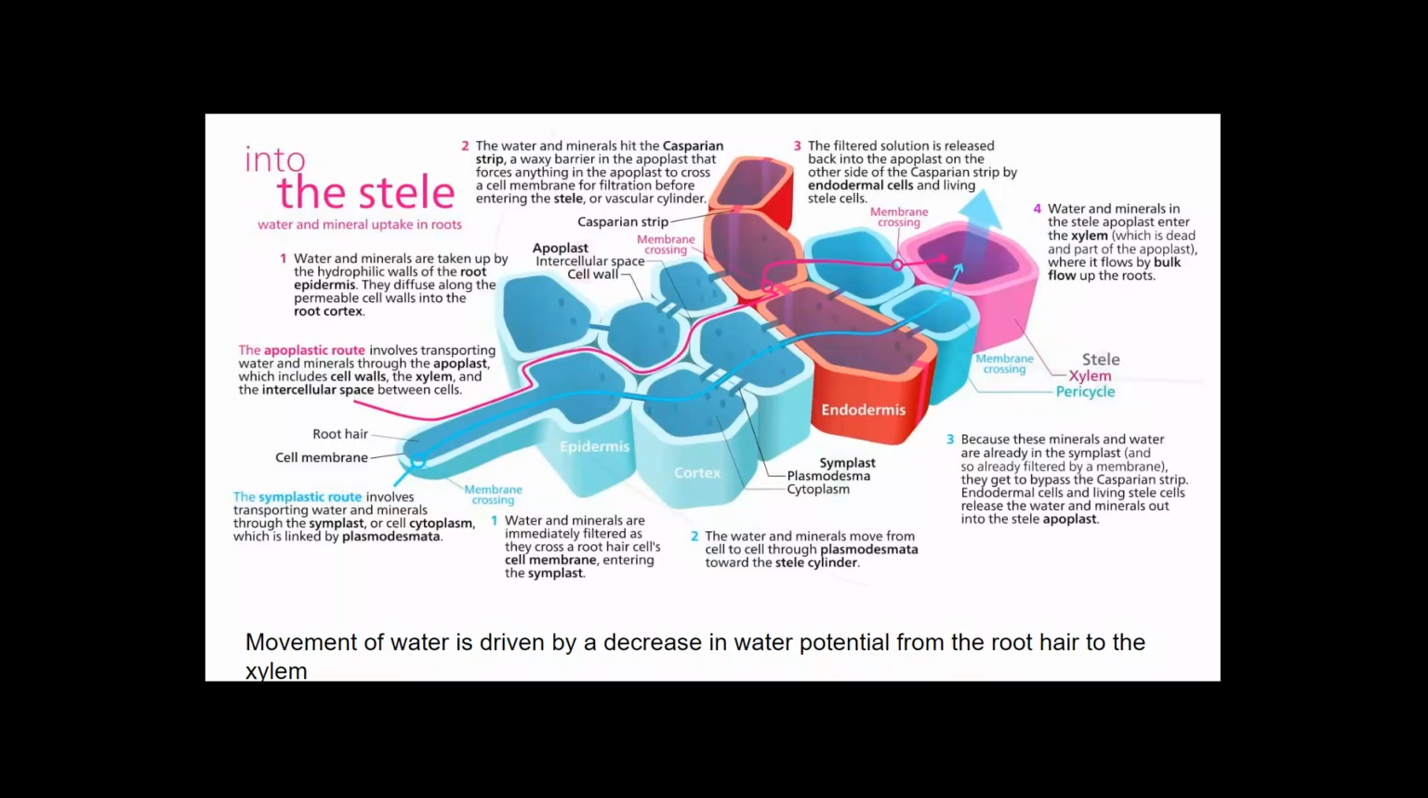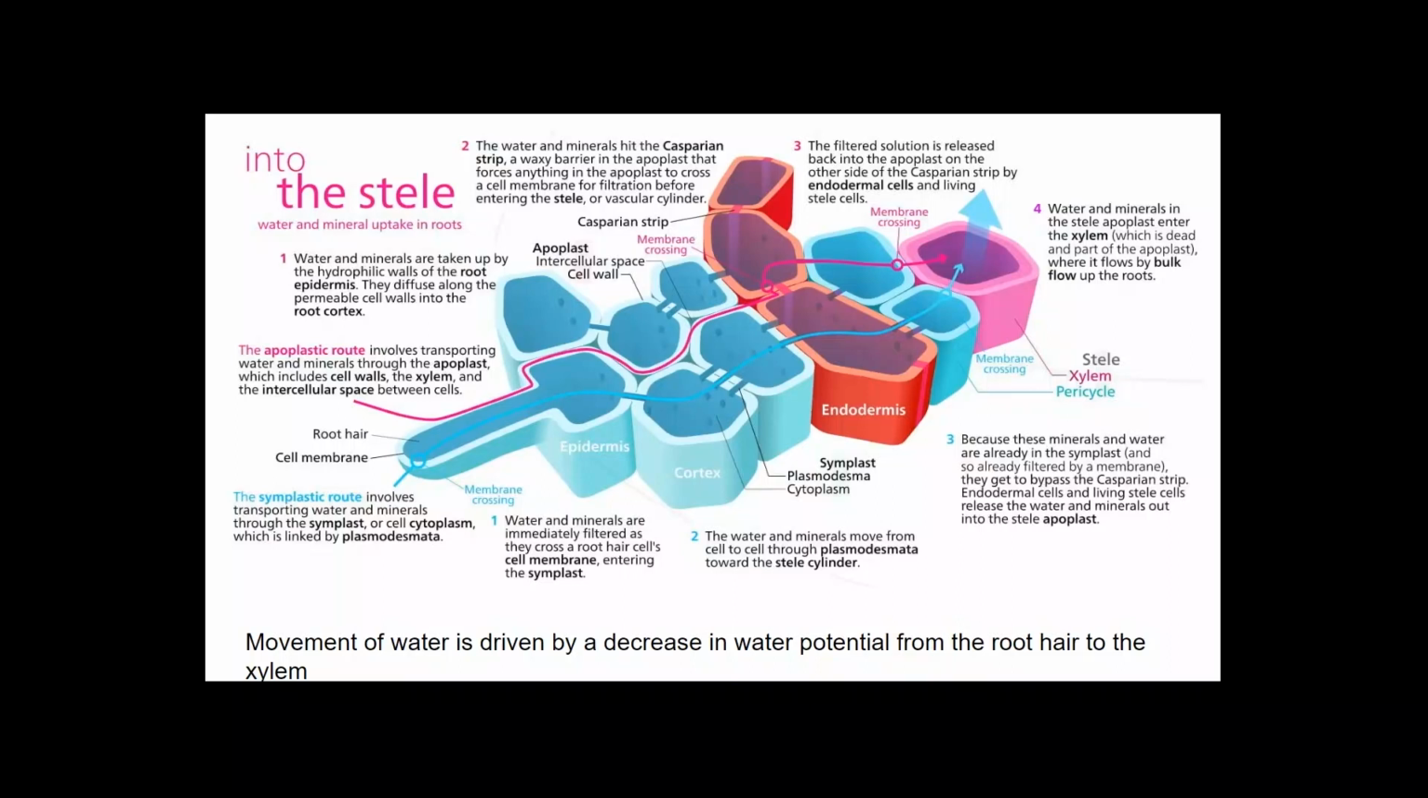So water and minerals are taken up by the hydrophilic walls of the root epidermis. They diffuse along permeable cell walls into the root cortex. So this is epidermis into the cortex. The apoplastic pathway involves transporting water and minerals through the apoplast, which includes the cell walls, the xylem, and the intercellular spaces between the cells.